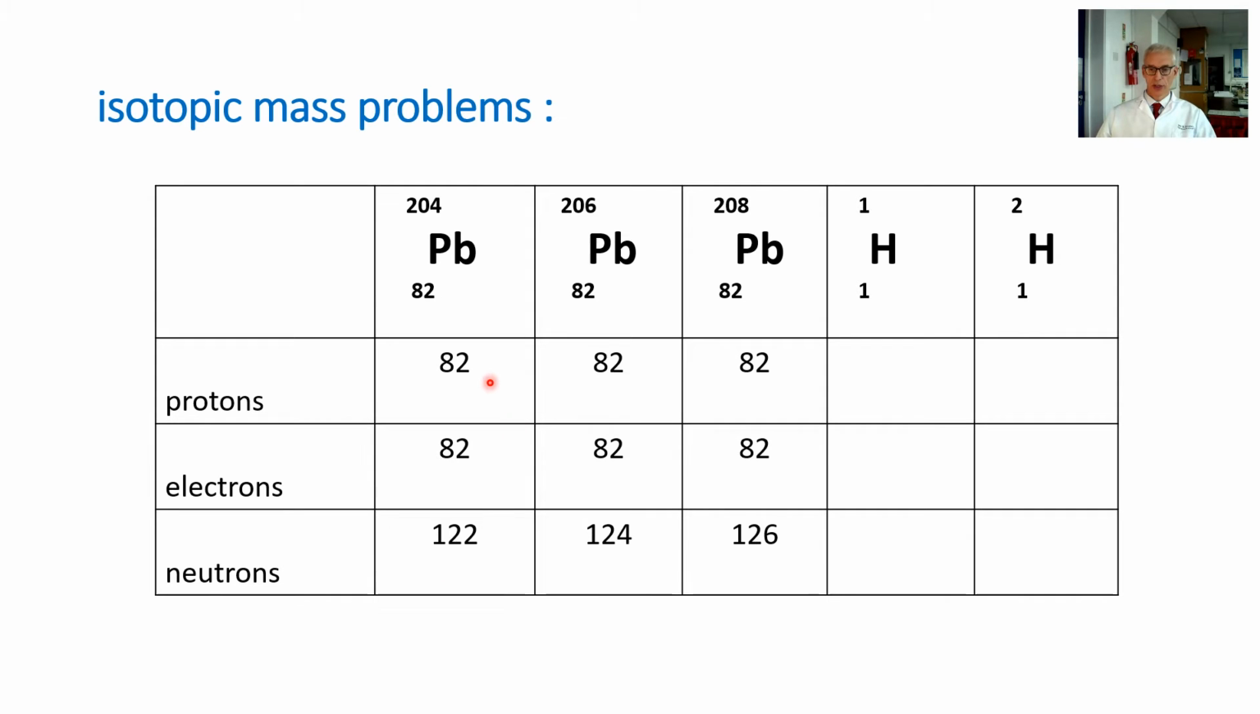Okay, so as you can see, for lead, the atomic number is 82, which means the number of electrons is also 82, so protons and electrons are the same, and the difference between 82 and 204 is 122 neutrons. The atomic number does not change, it's still 82, which means the electrons is 82, but we've got 124 neutrons, and for lead-208, 82, 82, 126, of course.